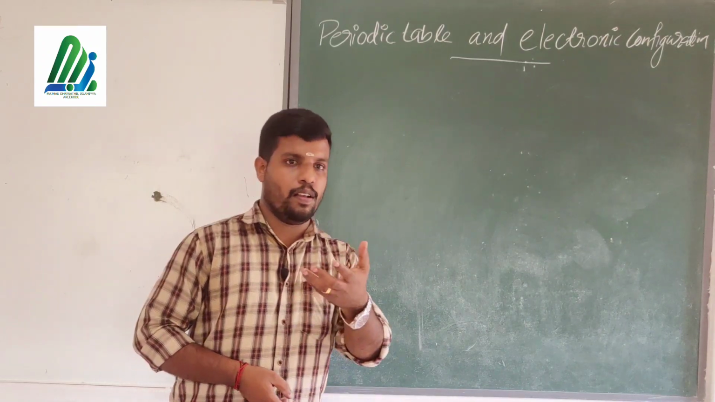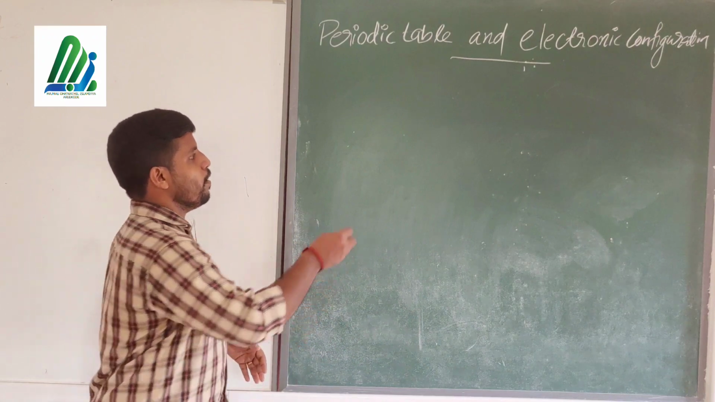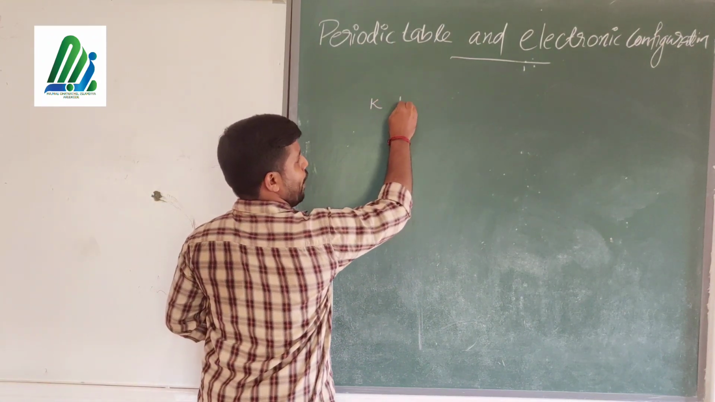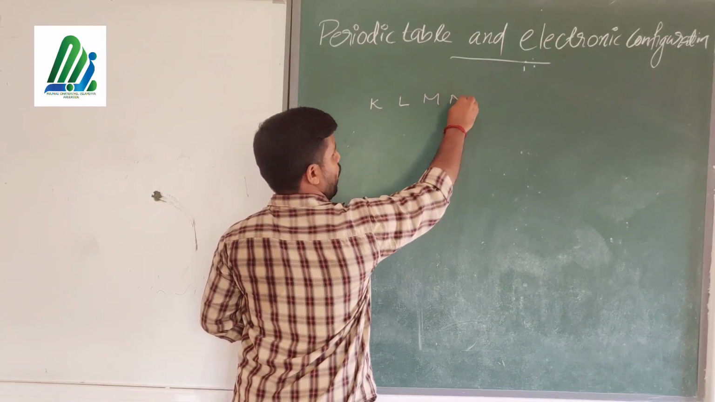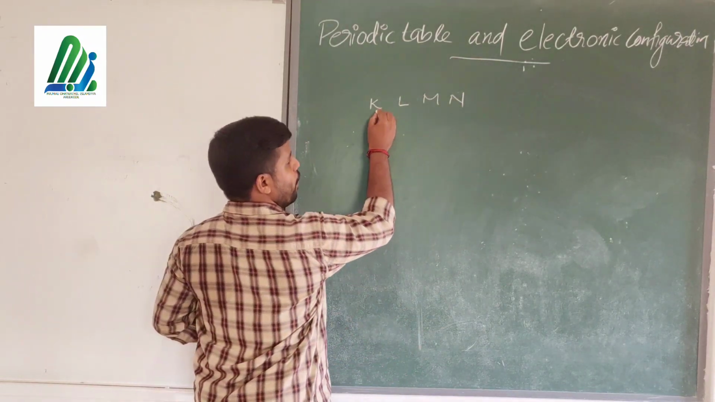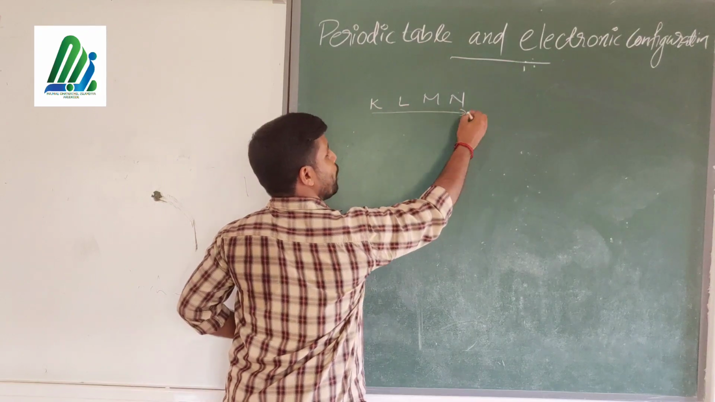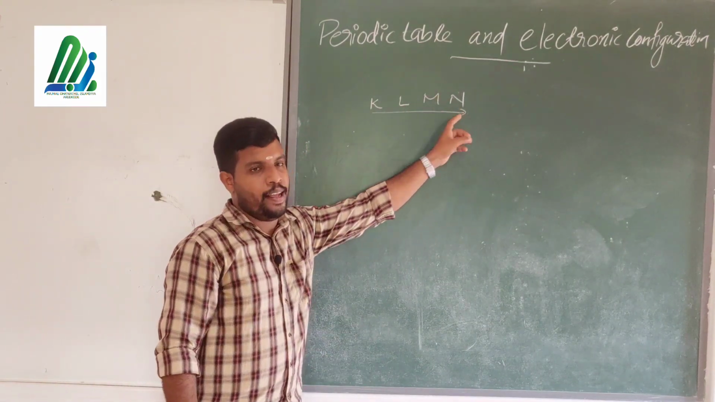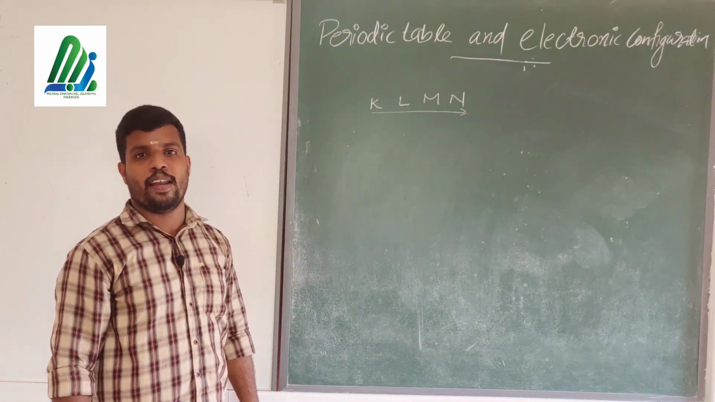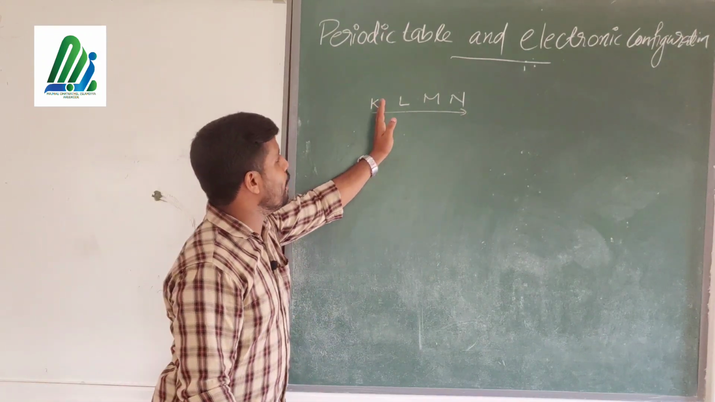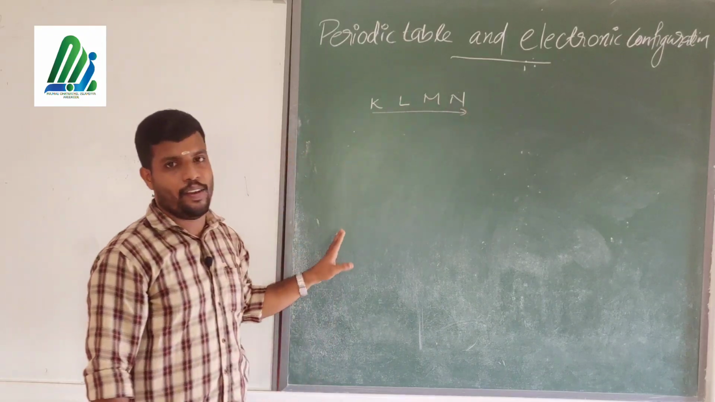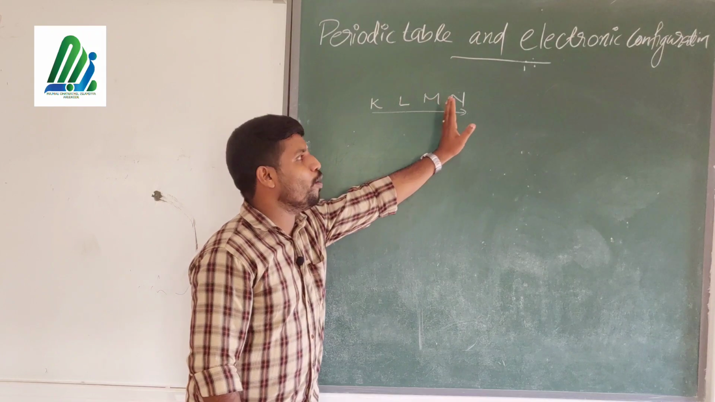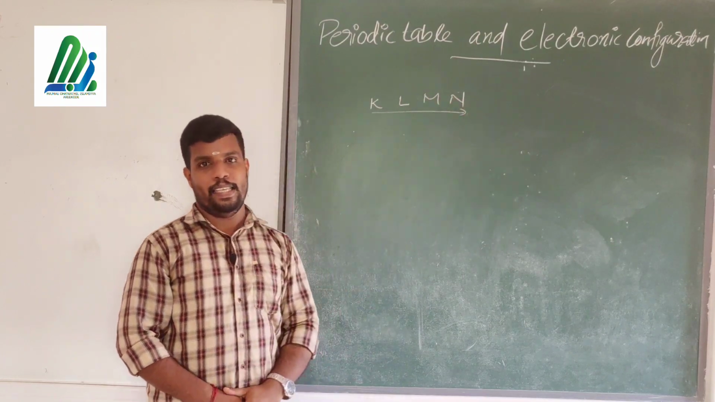So look at the board. Here we discuss the electronic configuration by using the shells K, L, M, N. As the distance increases from the nucleus, they are arranged like K, L, M, N. The energy of the electrons increases, so the increasing order of energy of the shells is given. Then the electrons are filled according to the increasing order of their energy.